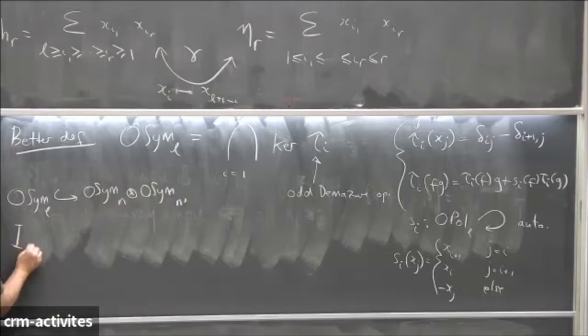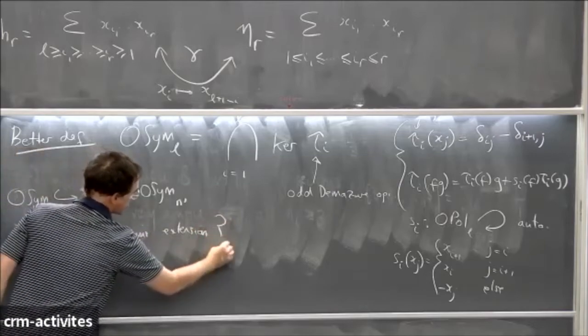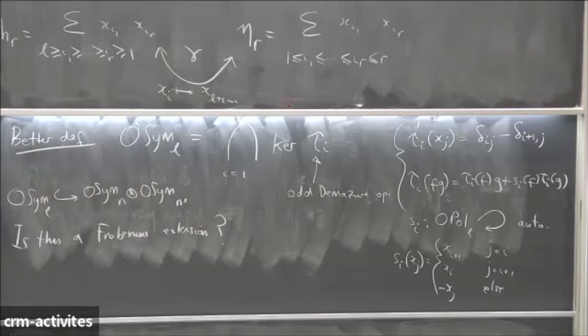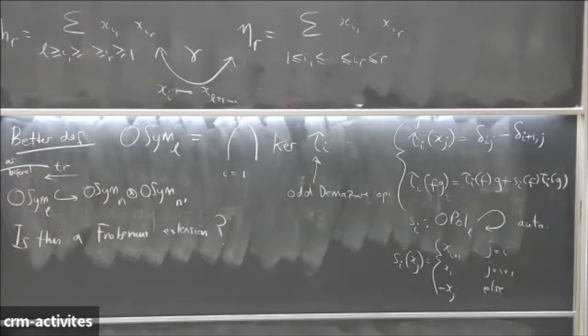And now the first question you ask in this odd story: is this a Frobenius extension, an analog of my fundamental theorem in this odd world where things are anti-commuting? Is there a trace map projecting OSym_n tensor OSym_n' onto OSym_L in the other direction? I'm not going to write down the definition because I think I already did. I still got my trace map somewhere. There. The exact same formula gives you a trace map in this world. It's just that you have to use the odd Demazure.